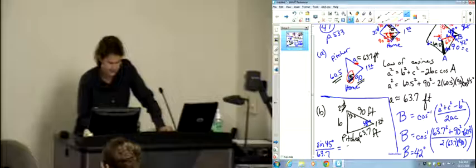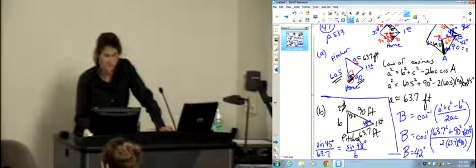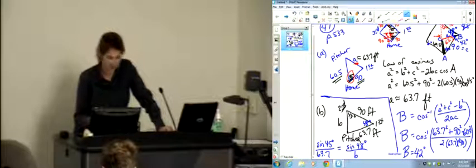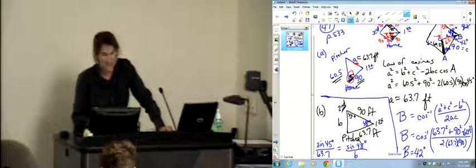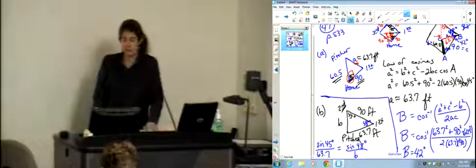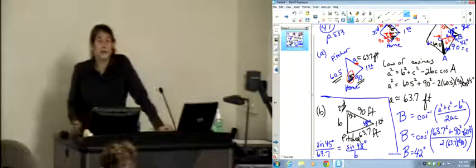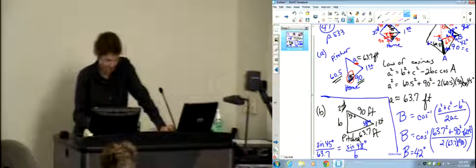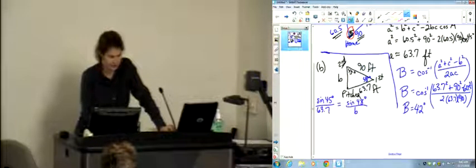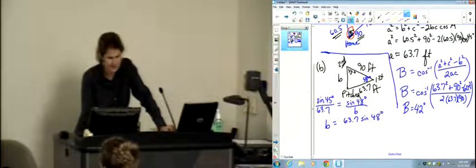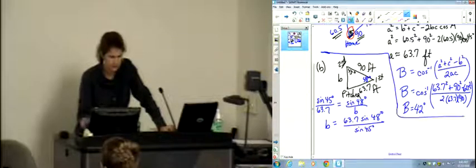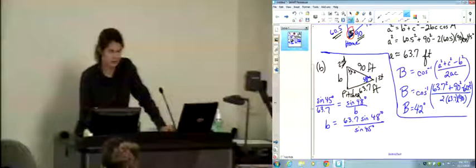Did anybody try it? Yeah. Did it work for you? Not sure? Well, let's see. So this is what I've got. Sine of 45 degrees over 63.7 equals the sine of 48 degrees over side B. I'm going to have to go down here just a little bit. So B is going to equal 63.7 times the sine of 48 degrees divided by the sine of 45 degrees. Right?